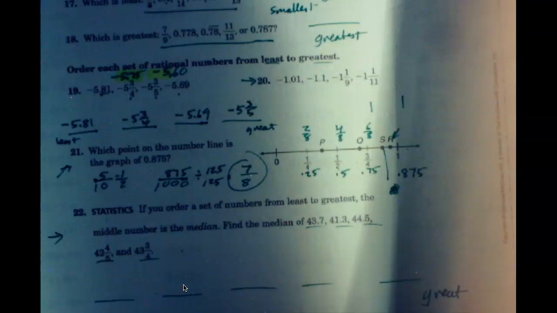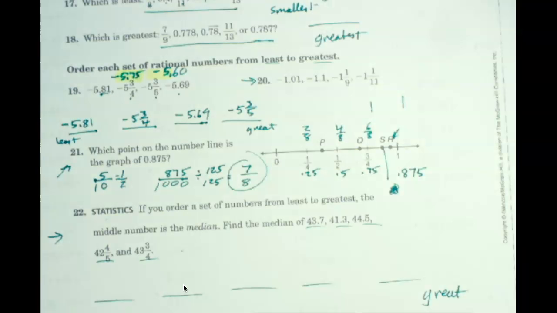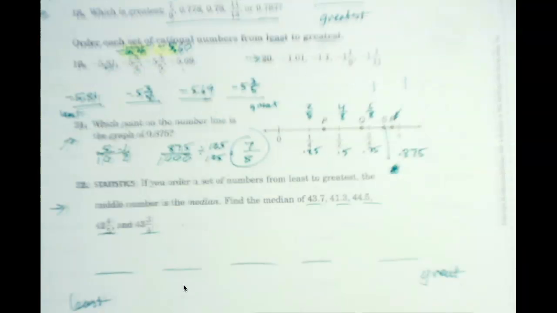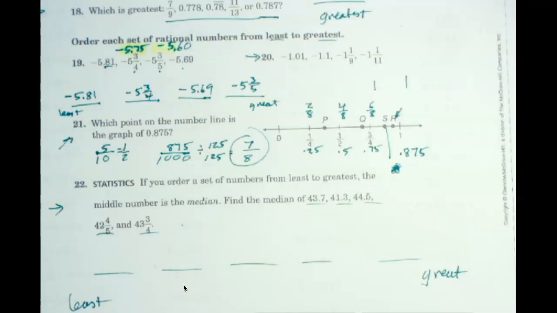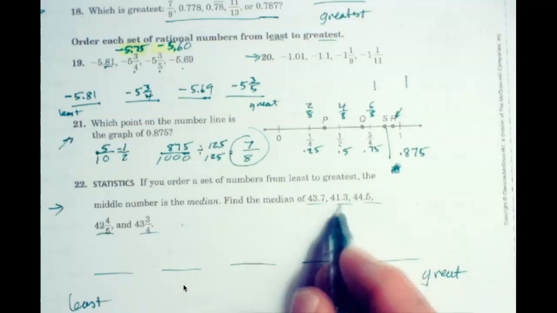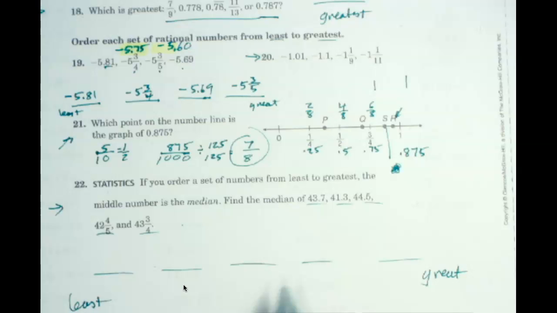Sorry, I got to slide down again. So you got 5 of them. 1, 2, 3, 4, 5. And this middle one here is going to be your median, if you put them in order from least to greatest. Honestly, you could put them in order from greatest to least too. The middle number is going to be it.